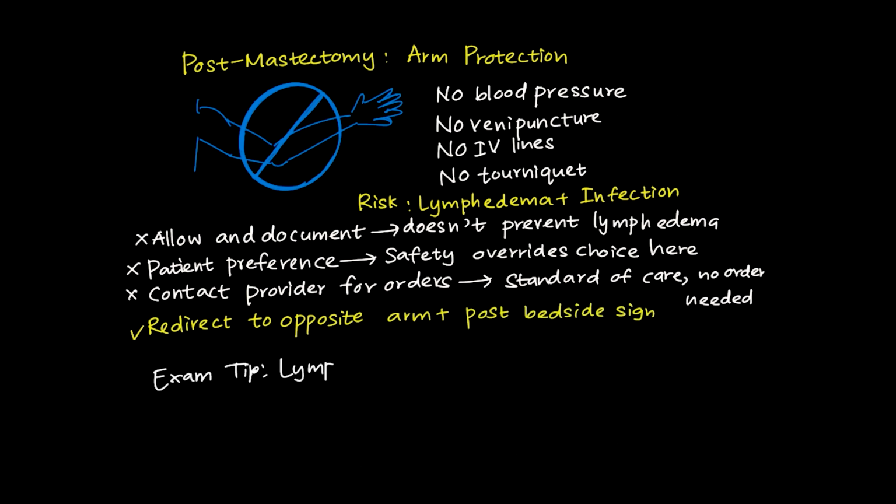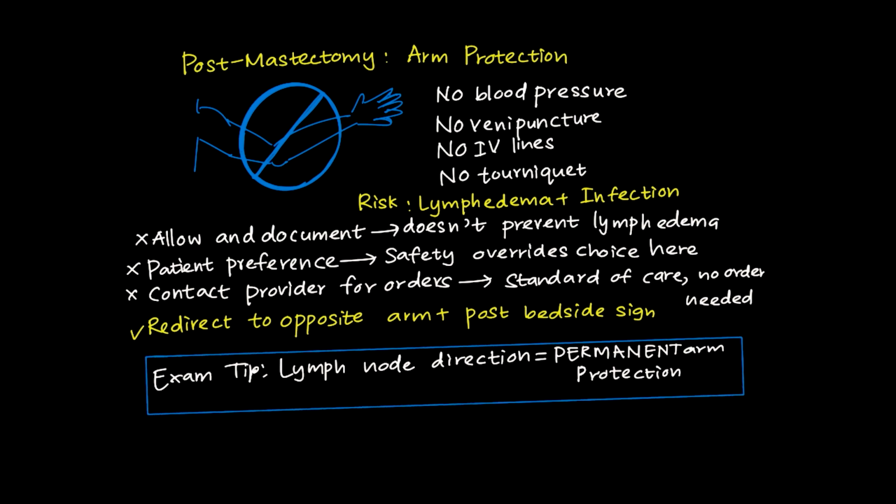Here's a WGU D454 OA exam tip for you. Mastectomy with lymph node dissection means the affected arm is permanently protected. No BP, no IV, no blood draw, no tourniquet. Recall hook: lymph nodes gone, leave that arm alone. LL: lymph lost, arm locked.